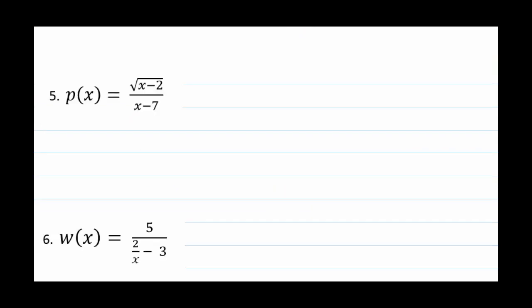Another type of example. Once again, we look at, do we have a fraction? So since we have a fraction, we know that 0 cannot be in the denominator. So this right here, we look at what makes that 0. Well, what makes that 0? x minus 7 equals 0. So x equals 7. But remember, this is not in the domain.